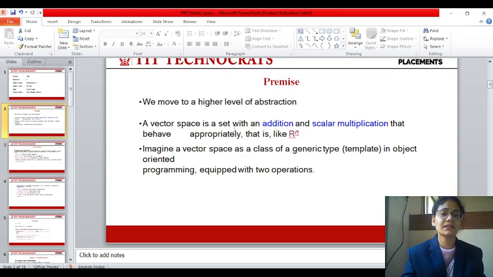A vector space is a set with addition and scalar multiplication that behave appropriately, like R raised to power n. R raised to power n means it has n dimensions over the real numbers. Like if it is 3 dimensions, we have 3 coordinates x, y, z. Same way it will have n dimensions, x1, x2, x3 and so on up to xn. So these kinds of components are known as vector space elements.